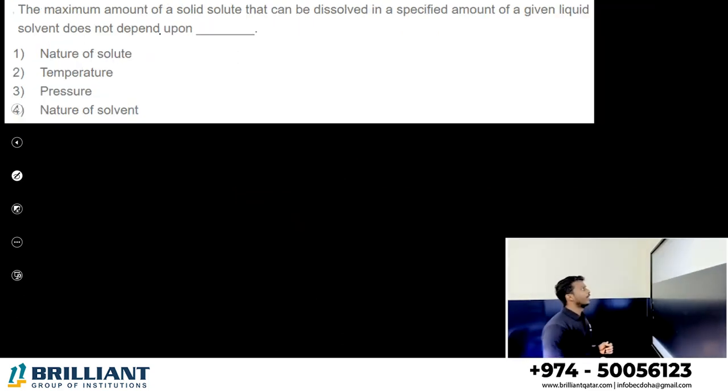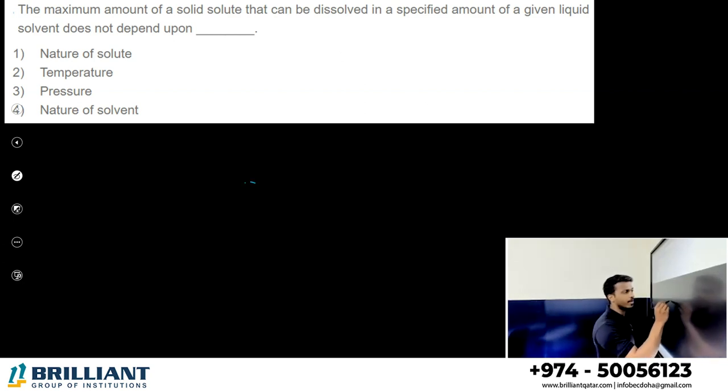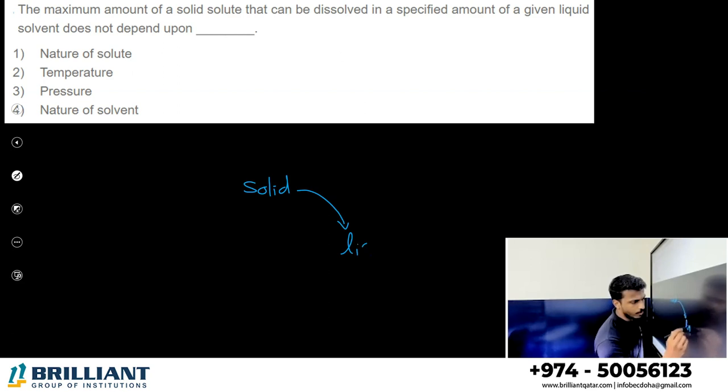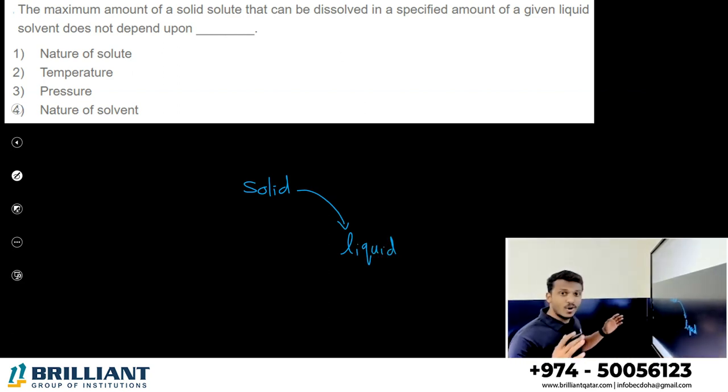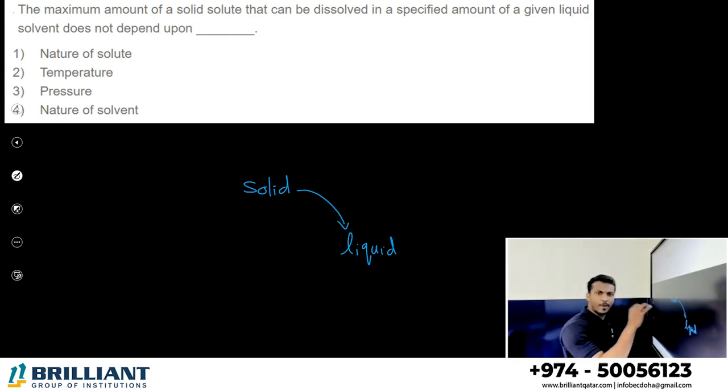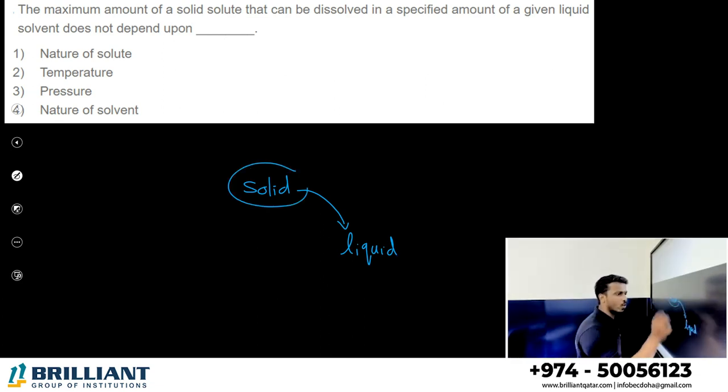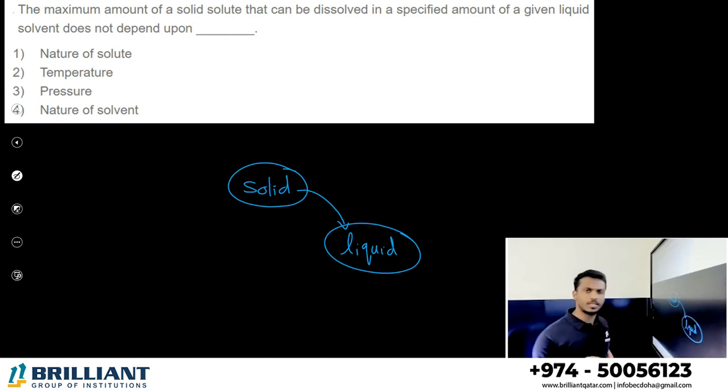Next, you go see. The maximum amount of a solid solute that can be dissolved in a specific amount of a liquid. What are we going to do here? We are going to dissolve a solid into a liquid. This process does not depend on which factor? Yes, students, directly we can go to the answer.